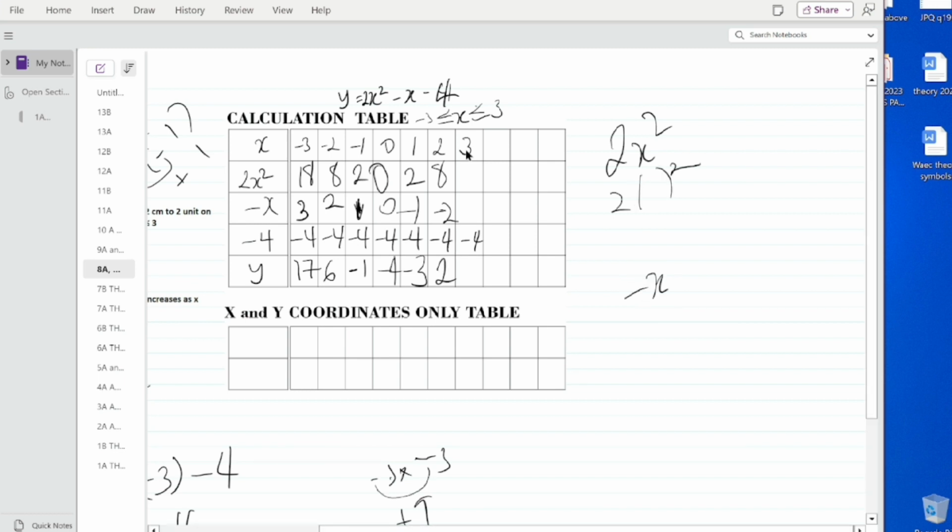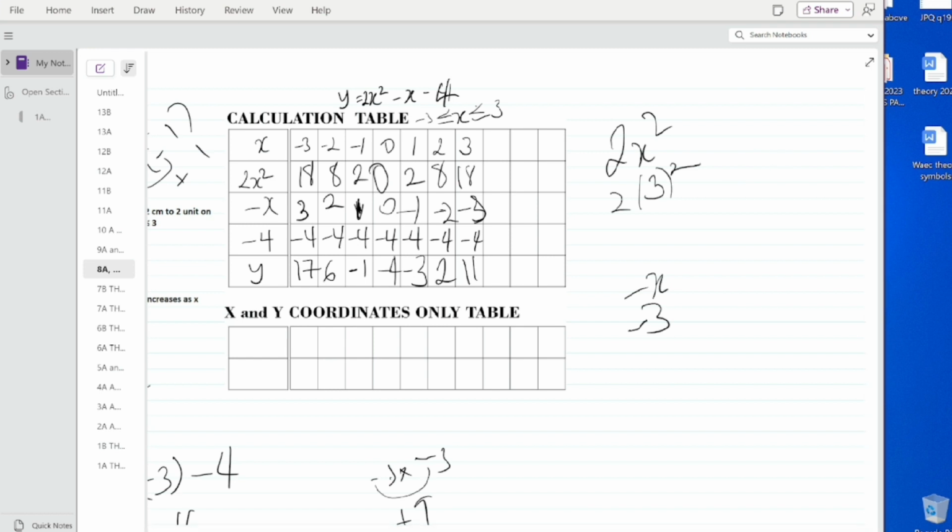Last value when x is 3. We insert 3 here. And we say 3 squared, that's 3 times 3, that's 9. 9 times 2 will give you 18. Then for x is 3, using minus x, you just change the x to 3, that gives us minus 3. For our y, we have 18 minus 3, that gives you plus 15, plus 15 minus 4, that gives you plus 11. So the value of this is 11.